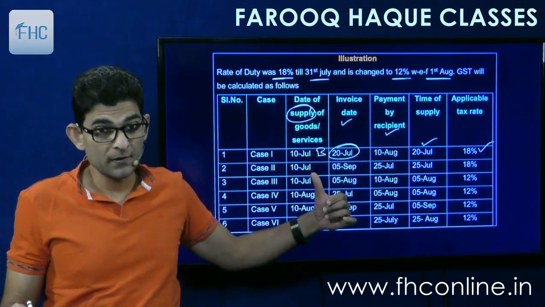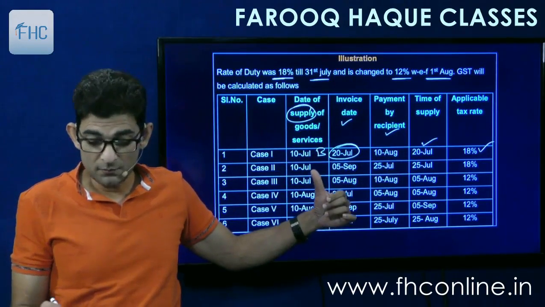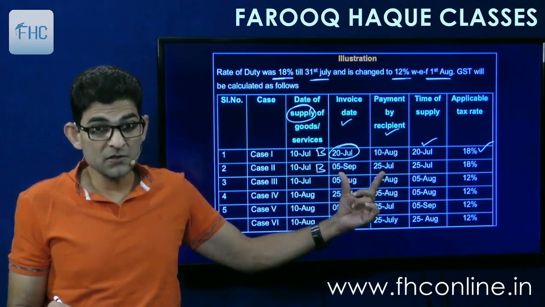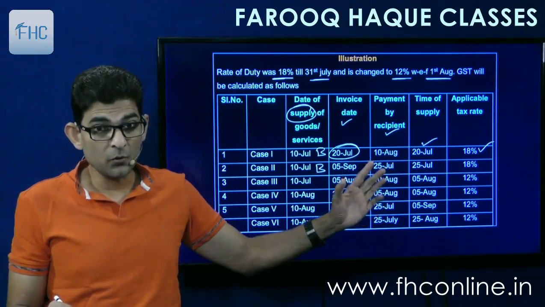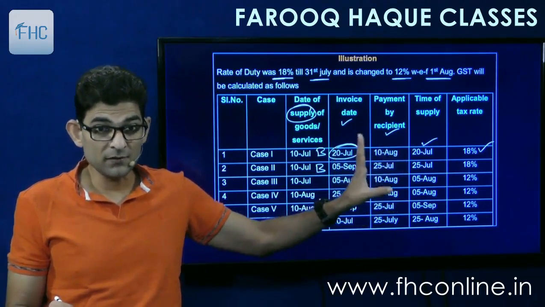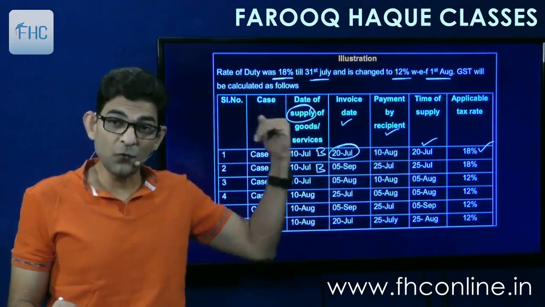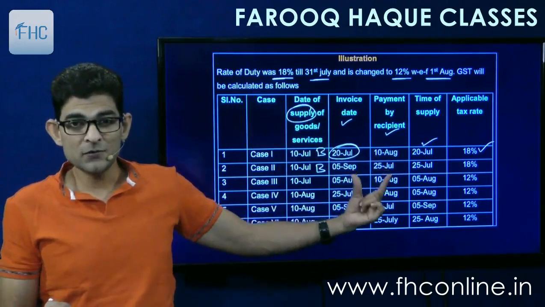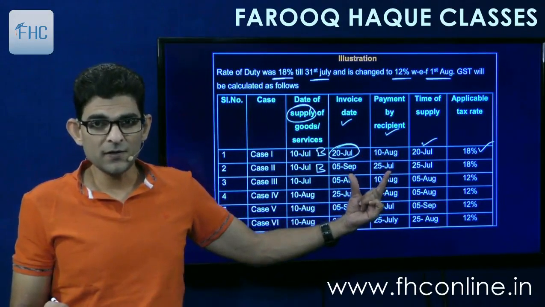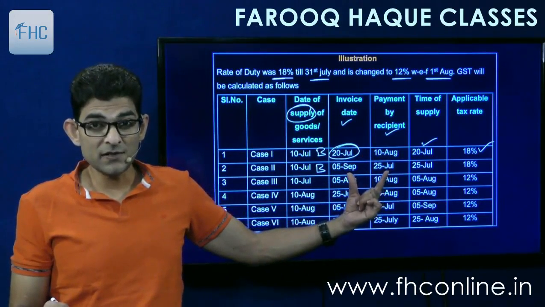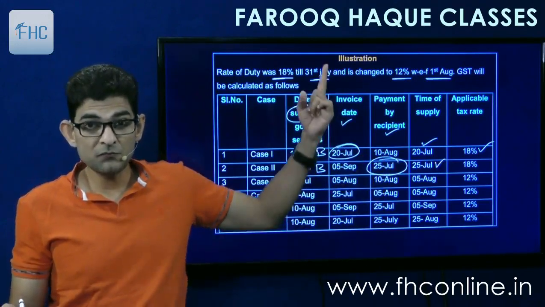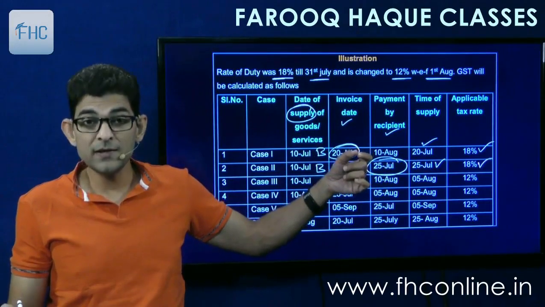Case 2, 10th July. 10th July is again before. Now if this is before, we'll again apply whichever is earlier rule. 5th September, 25th of July. Now important point is that one should be before and one should be after. If all the 3 are before, then section 12 or 13 will apply. So like say one is before, one is after. We'll take whichever is earlier, means 25th July. And 25th July is before 1st August. So again old rate 18%.